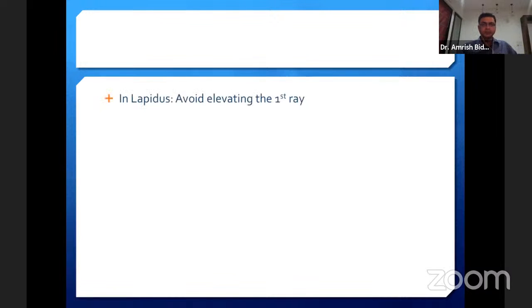If you're doing a Lapidus surgery and fusing the first tarsometatarsal joint, again, it is very easy to elevate the first ray while you're fusing it, so make sure you don't do that. Some of these newer plates actually come with wedges to help avoid that. They have a wedge on the medial side as well as on the dorsal side, so you don't elevate it too much.